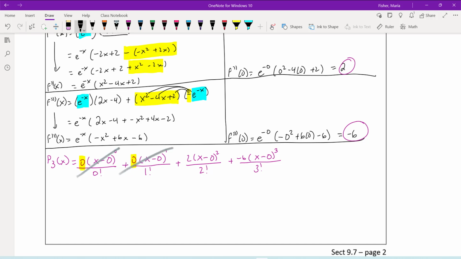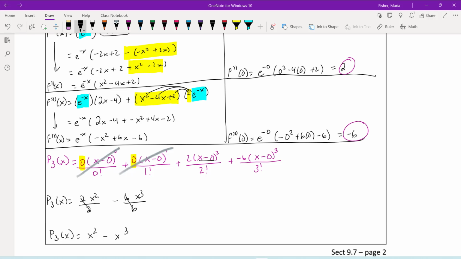Then if I clean this up, I end up with 2 x minus 0 squared is just going to be x squared. 2 factorial is just 2. And then plus a negative is minus 6. X minus 0 cubed is x cubed over 3 factorial is 6. And then if we reduce the numbers, p sub 3 of x is going to be x squared minus x cubed.